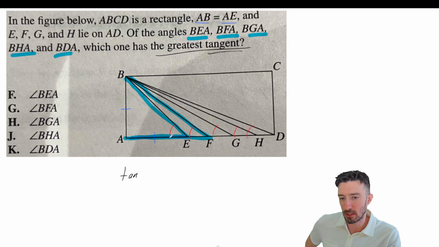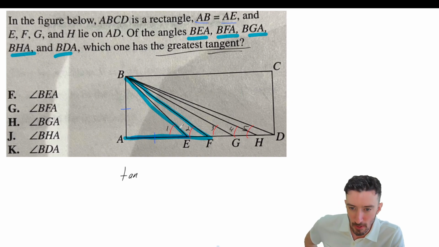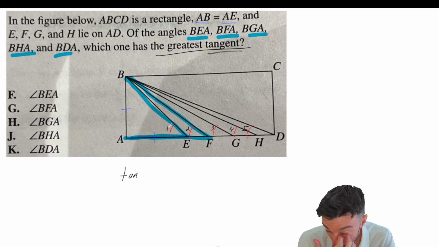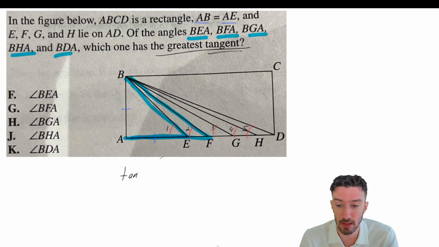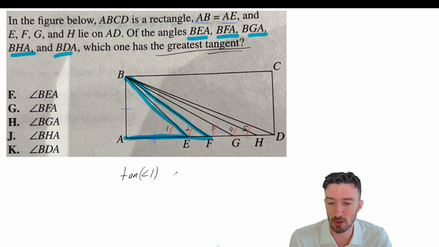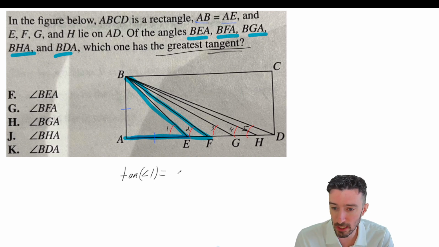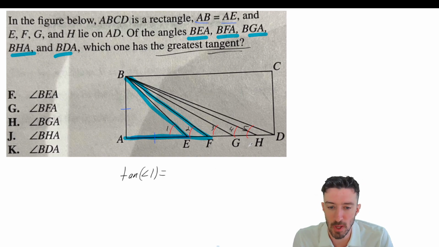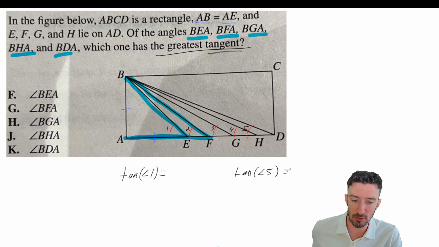So either it's going to be tangent of, let's say, angle 1, 2, 3, 4, or 5. I'm just going to label them for now as 1, 2, 3, 4, 5, to make it a little easier. So is tangent of angle 1 the greatest? Or maybe it's going to be tangent of angle 5. Which one comes out the greatest?